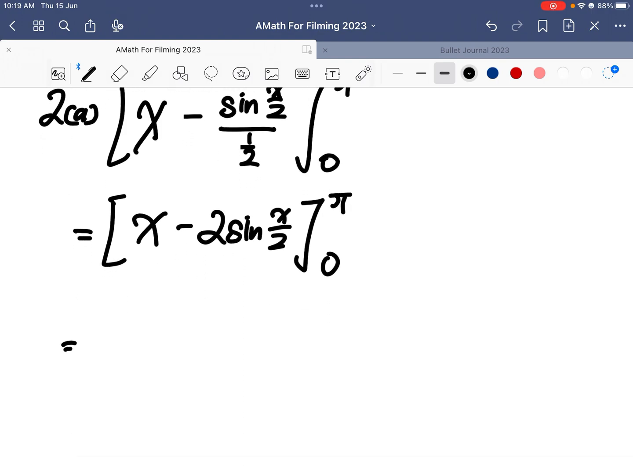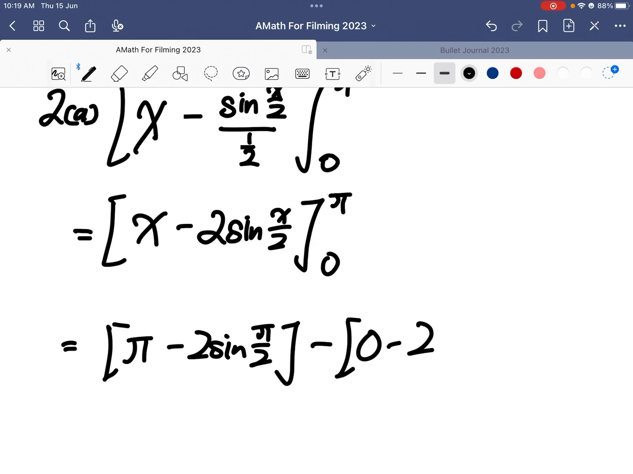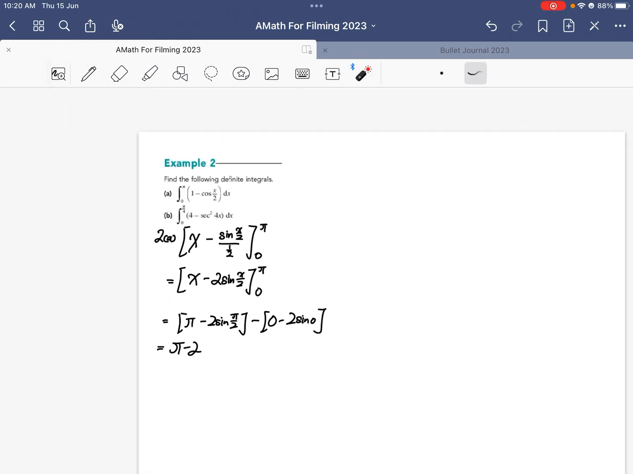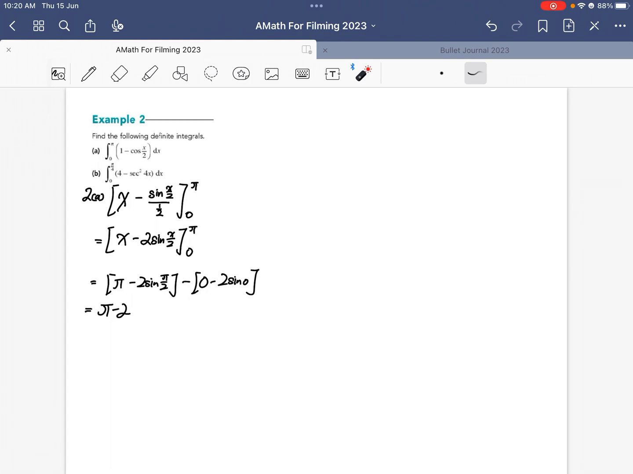Then if you use the simple substitutions, you get pi minus 2 sine pi over 2 minus 0 minus 2 sine of 0. If you use your calculator, your exact value will yield pi minus 2. Sine of pi over 2, or sine of 90, gives you 1 here. That's why in the end, if you press, you get pi minus 2.